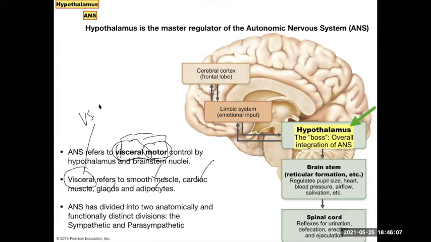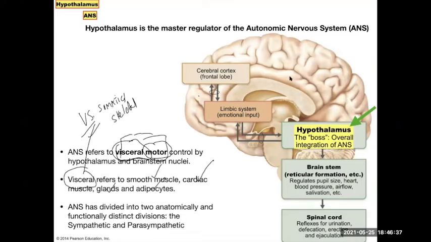Versus somatic. And in terms of motor, that will mean skeletal muscles. Okay, so versus. And as we go along, before we get into them in particular, you'll notice we'll see these words sympathetic and parasympathetic, and these are the two anatomically and functionally distinct divisions.